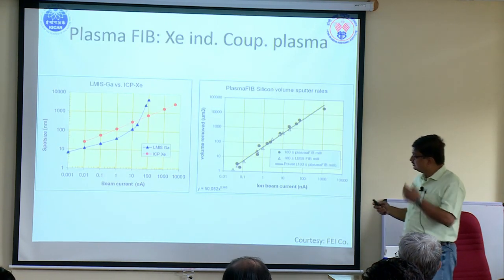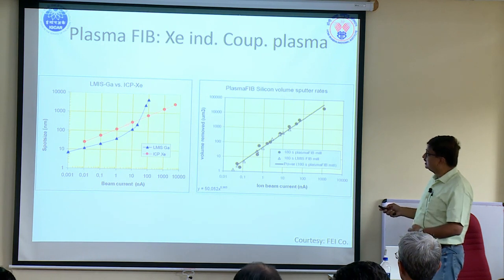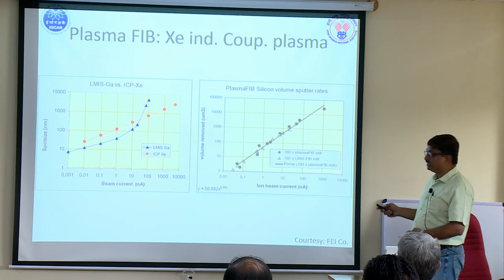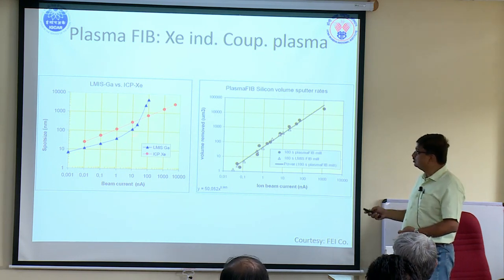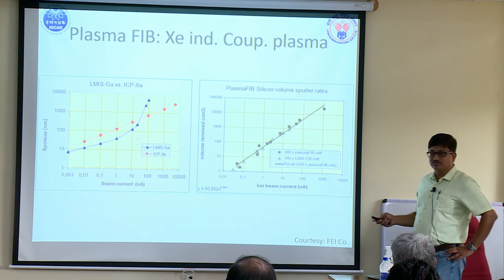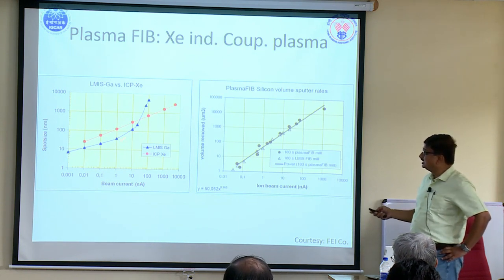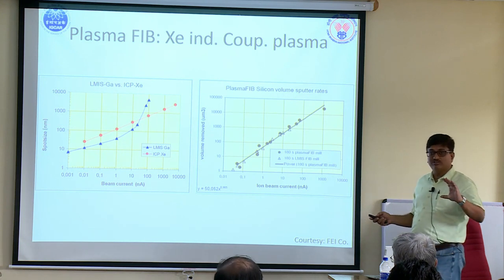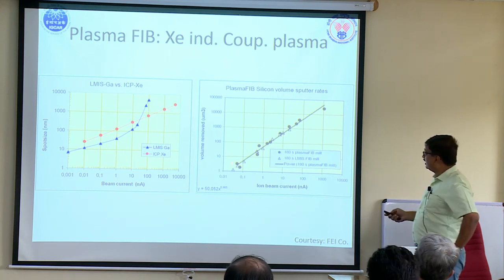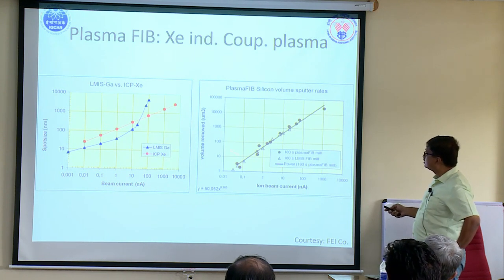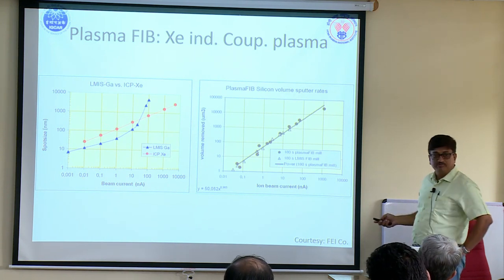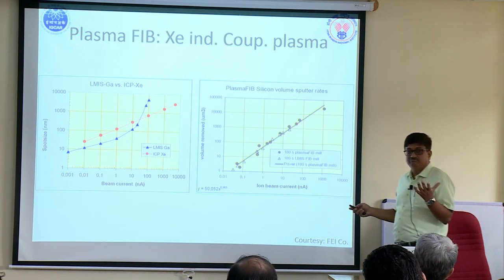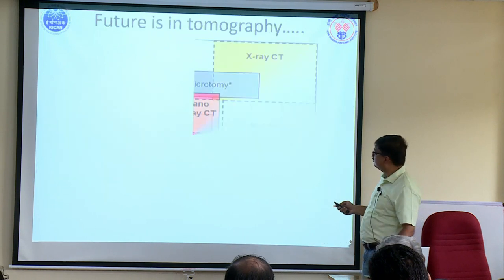I just picked up some very interesting data. If you look at it carefully, this is xenon, and this is your LMIS gallium. You see, you have nonlinearity. They're very difficult to control. As you increase the beam current, it suddenly increases exponentially, something that you don't want. This is very linear, and you can really control your etch rate, whatever you want. And without compromising, what it shows here is the volume removed per ion beam current. That remains basically similar to gallium, and xenon doesn't vary too much, looks almost the same.